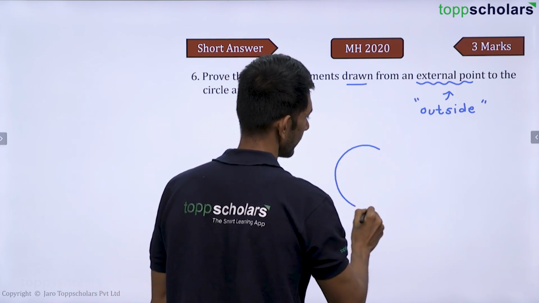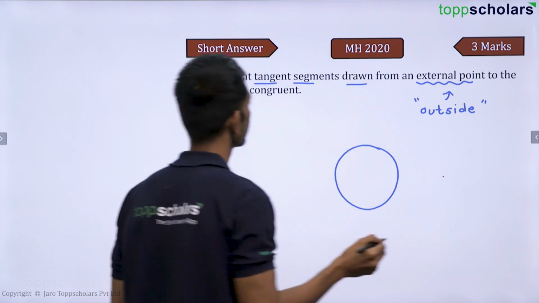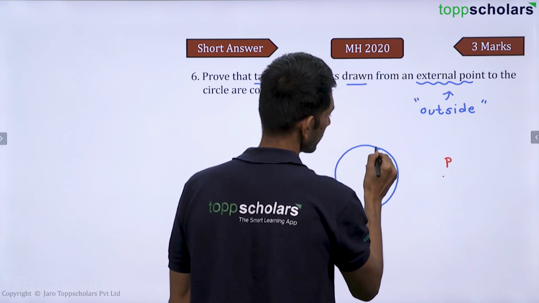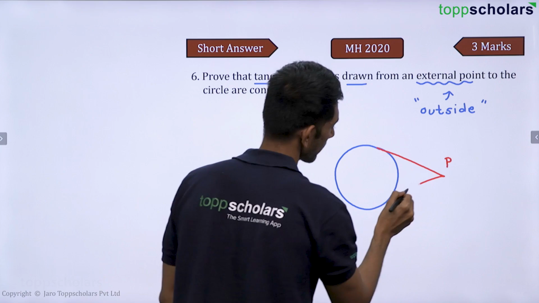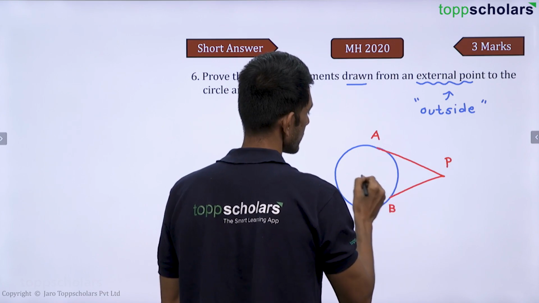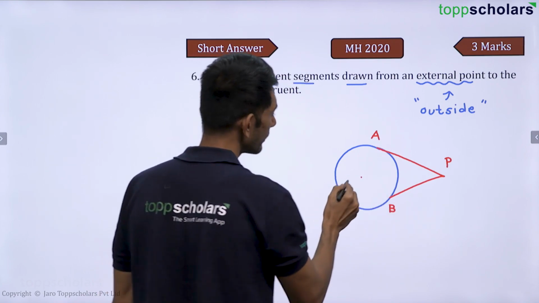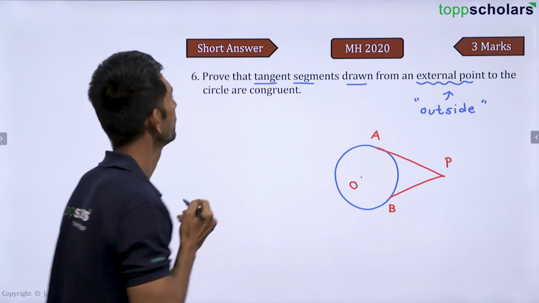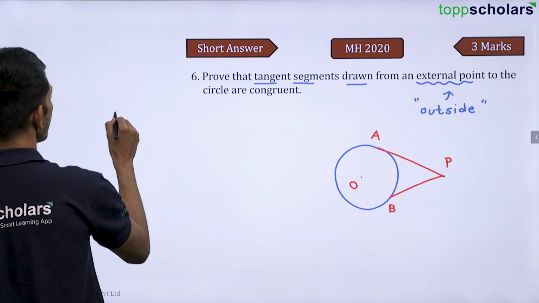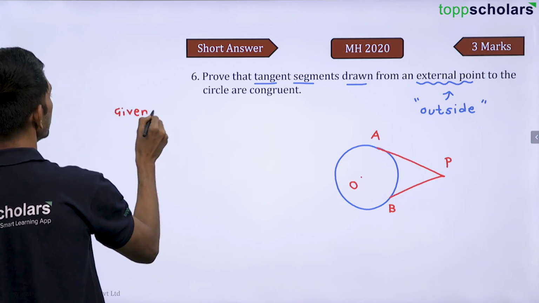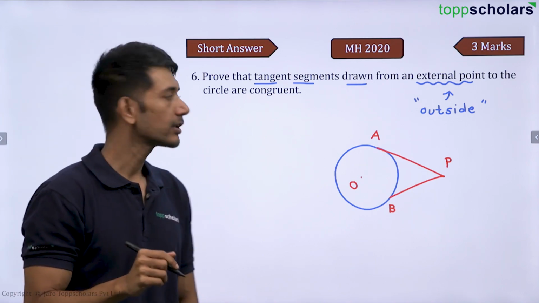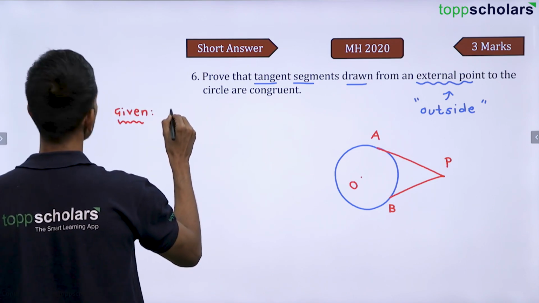So if we have a circle, let's say we have point P. So this is A, this is B, and suppose we have a point that is point O, right? So what is given? It is already given that there are two tangent segments. See, we have to always go slow when it comes to proving. We'll start with given. So what is given? Tangent segments are drawn from the external point. So point P is given.